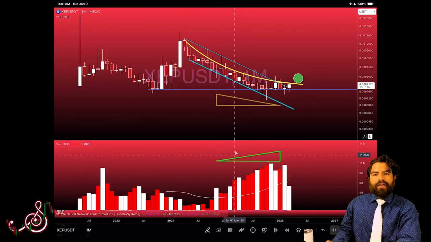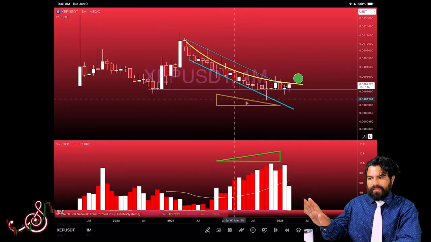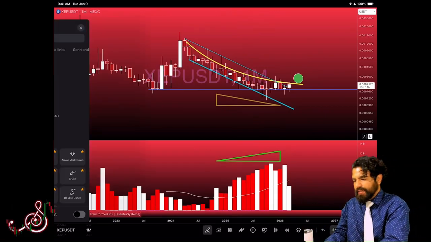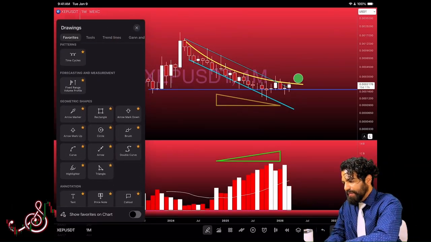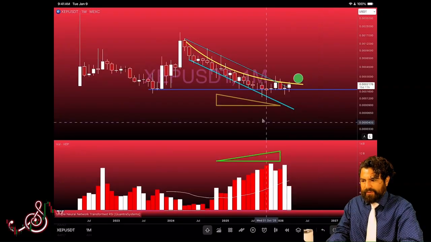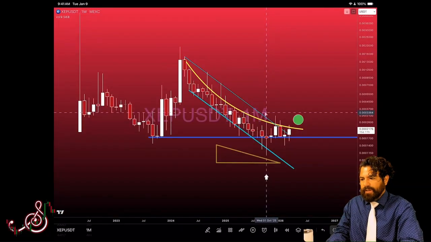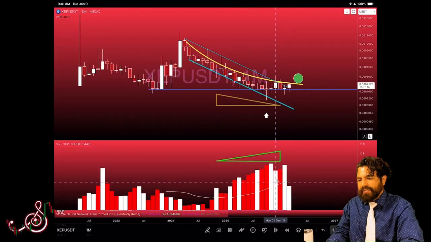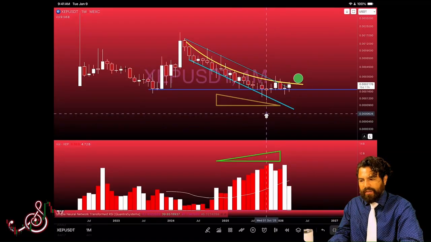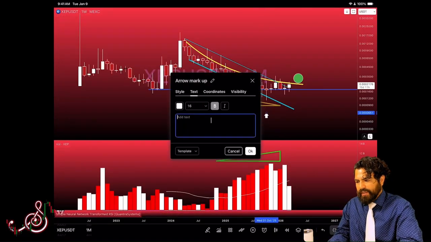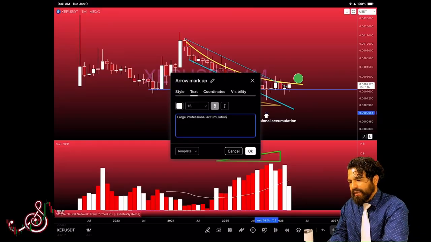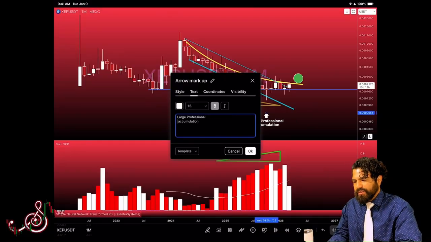All right, so now we have volume rising and prices falling. And this is a sign of professional accumulation. I'm going to also place an arrow in this section here, because it's not just at the down bar, it's very large. We're going to say large professional accumulation.